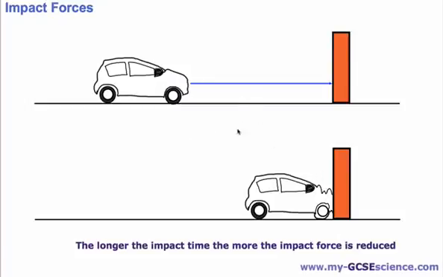So this car actually has what's called a crumple zone, and that's the area at the front of the car that's designed to collapse or crumple in a certain way, and it's designed to maximize the amount of time it takes for it to collapse. So that means the longer the impact time, the more the impact force is reduced.